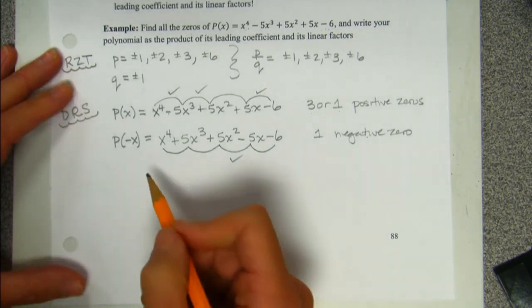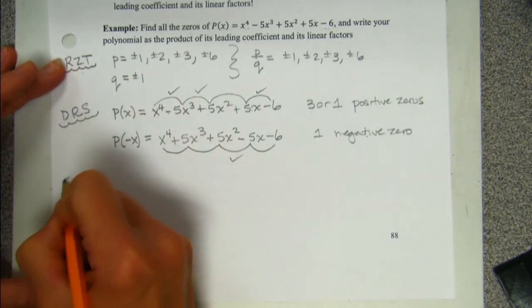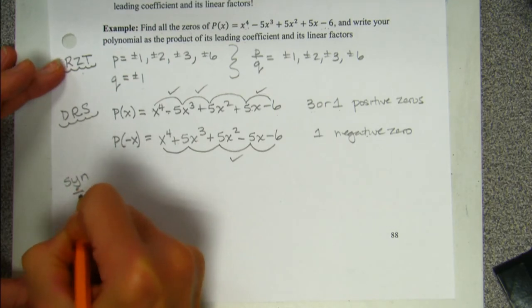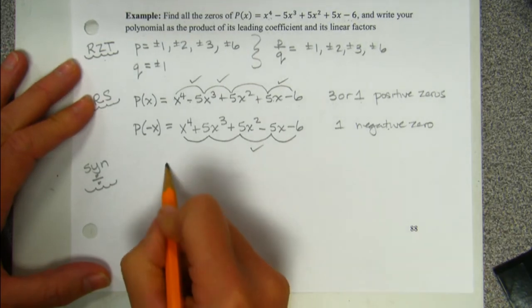Okay. That takes us through the rational zero theorem and Descartes' rule of signs. This is when we start our synthetic division, and we start trying numbers and hoping that they work.